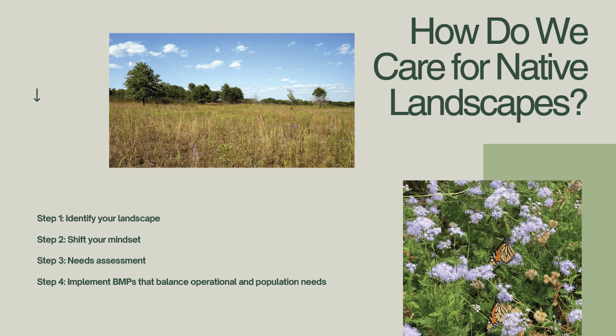That's an example of a collaborative relationship with native landscapes and city departments. So how do we care for these landscapes? We're going to start getting into this. First step is what we did earlier, which is identifying that landscape. The second step is that mindset shift where we're understanding different priorities, different values, and going from "we're controlling the space" to "we're collaborating with the space."